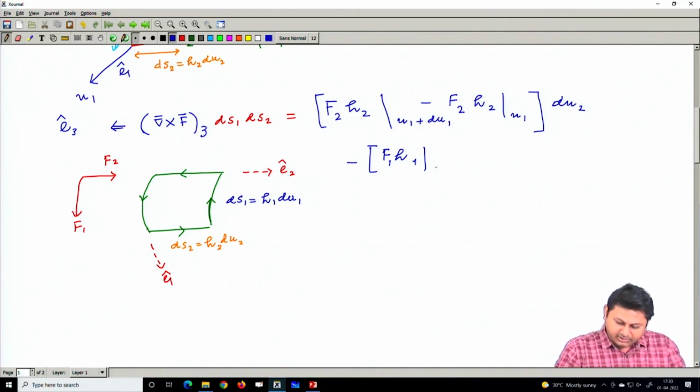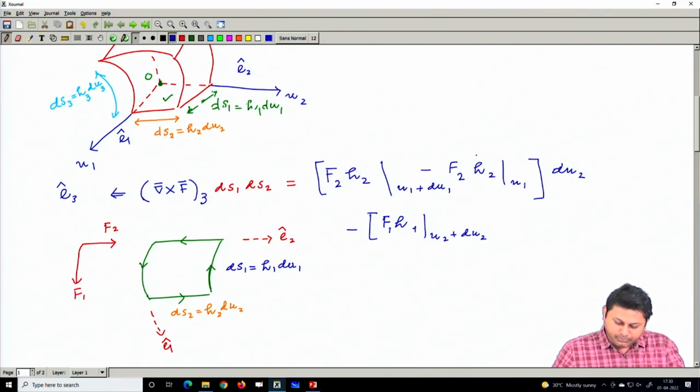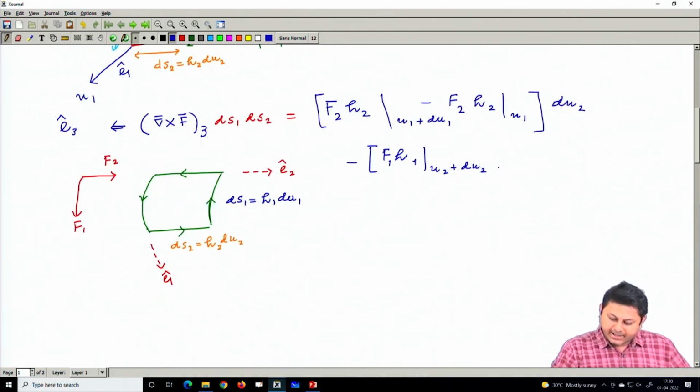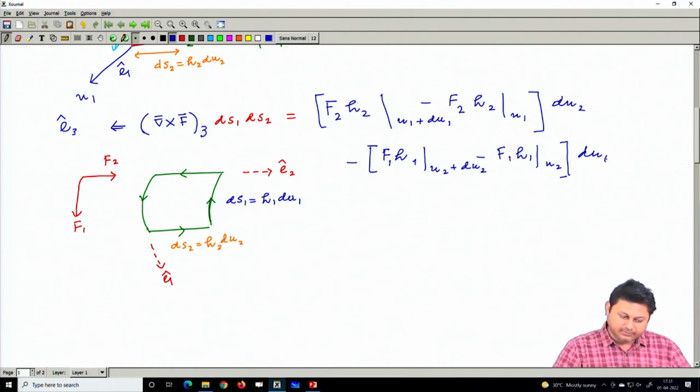So it is U2 plus dU2. Let me check once again. Yeah, this is this line. So this is U2, and then minus F1 H1 executing at U2 point. And then dU1, this is the line.